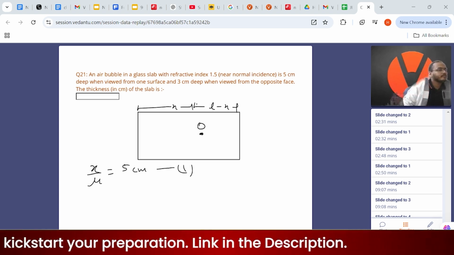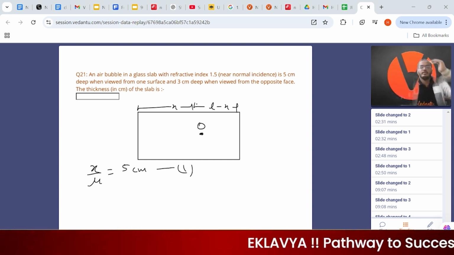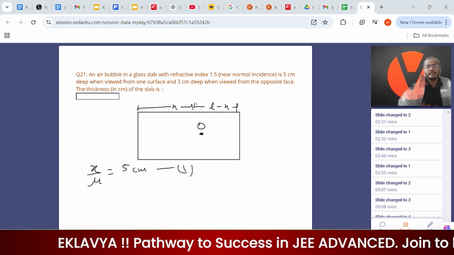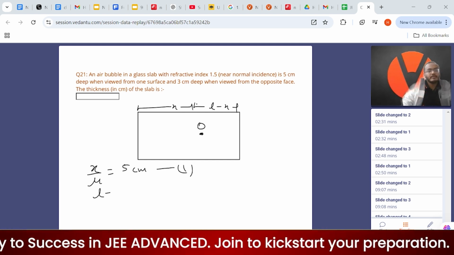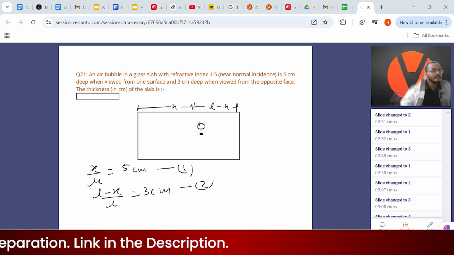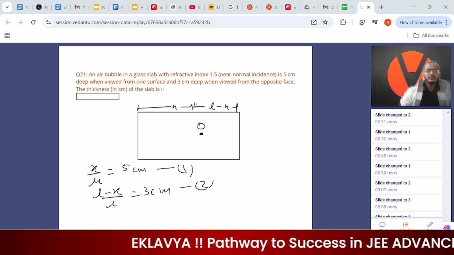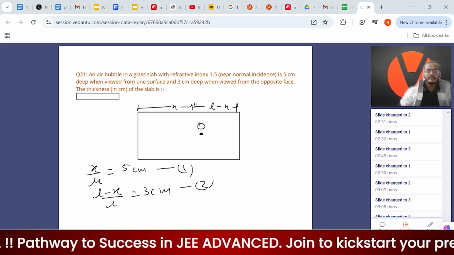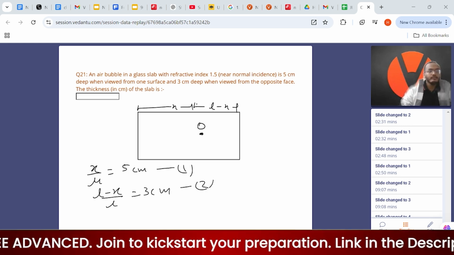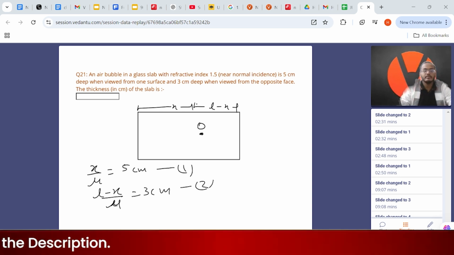And then when viewed from the opposite face, it is 3 centimeter deep. That is, from this face, it will be equal to (L minus x) by mu, equal to 3 centimeters. This is equation number 2. In these, we have two equations and two variables, so we can easily eliminate the necessary things.